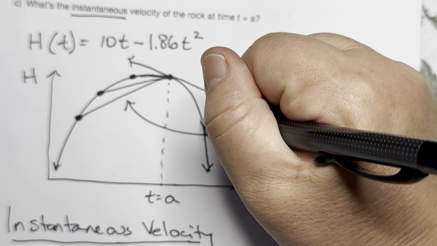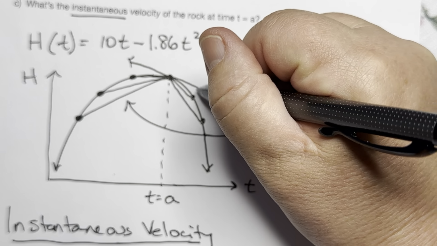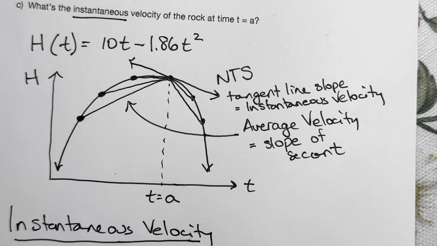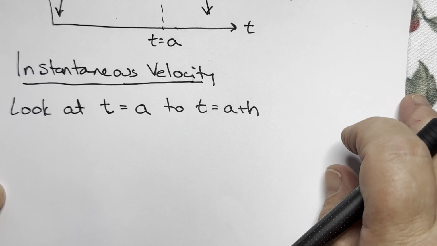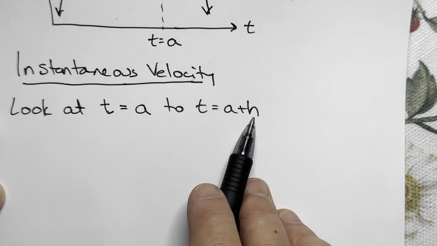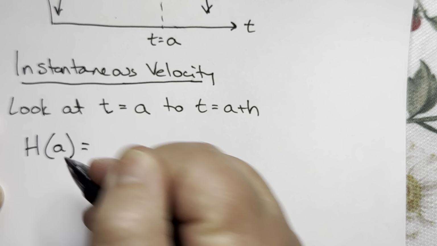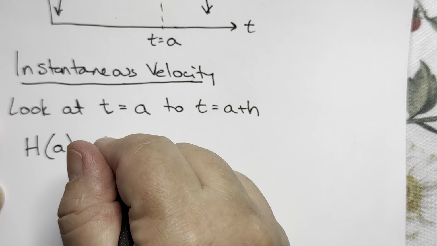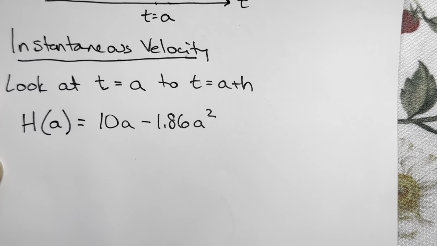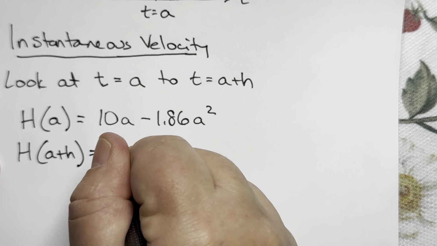And over here, if I looked at these secants as h got closer and closer to 0, as my extra point got closer and closer to a, that would come in for the right side. So we're looking at limits from either side. And I'm going to look at what happens when t goes from a to a plus h. And so I've got to do some algebra. H of a is 10a minus 1.86a squared. So far, so good. Now, H of a plus h is going to require some remembering of formulas.